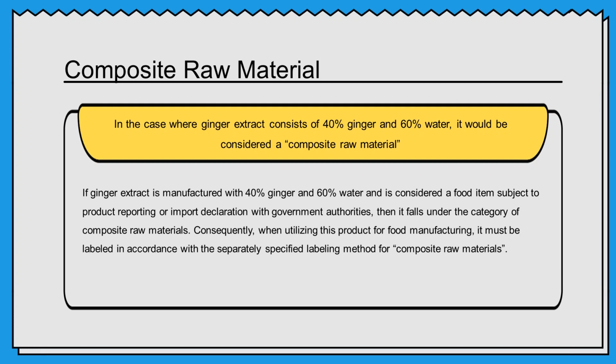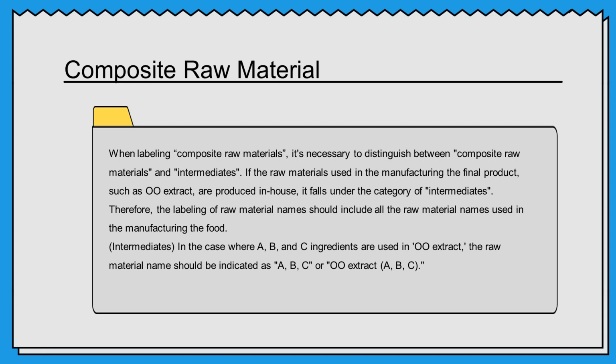The labeling method for composite raw materials is separately regulated. If raw materials are self-produced and used during the manufacturing of the final product, it falls under the category of intermediates. In such cases, the raw material names used during the food's production process must be displayed. For instance, if XX extract is an intermediate product containing ingredients A, B, and C, the raw material name should be indicated as A, B and C, or XX extract followed by parentheses as A, B and C.